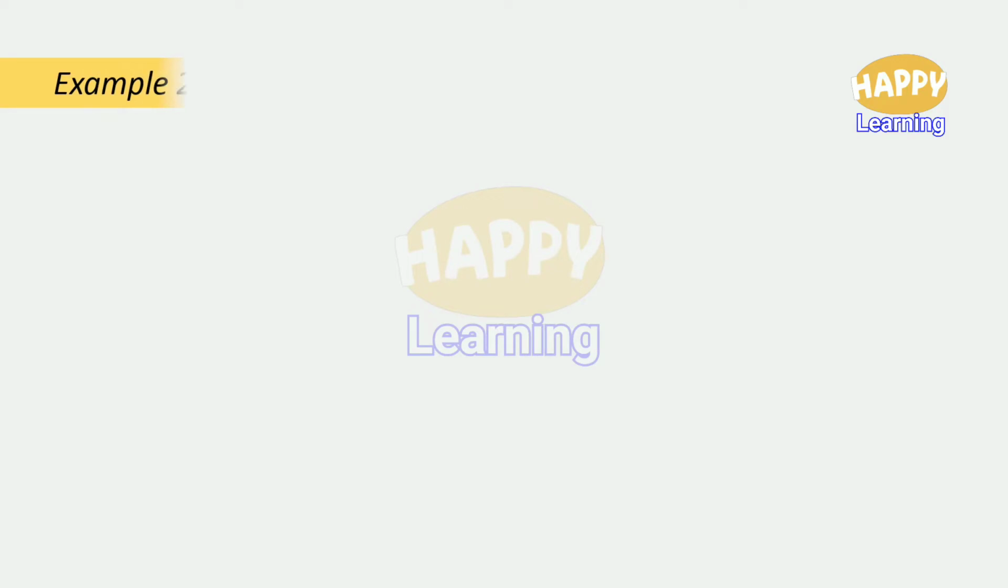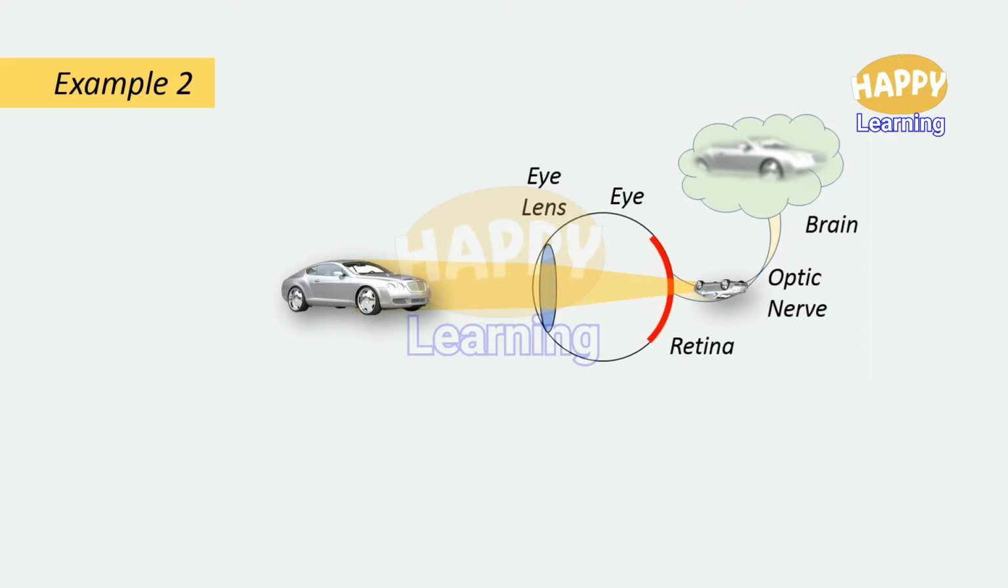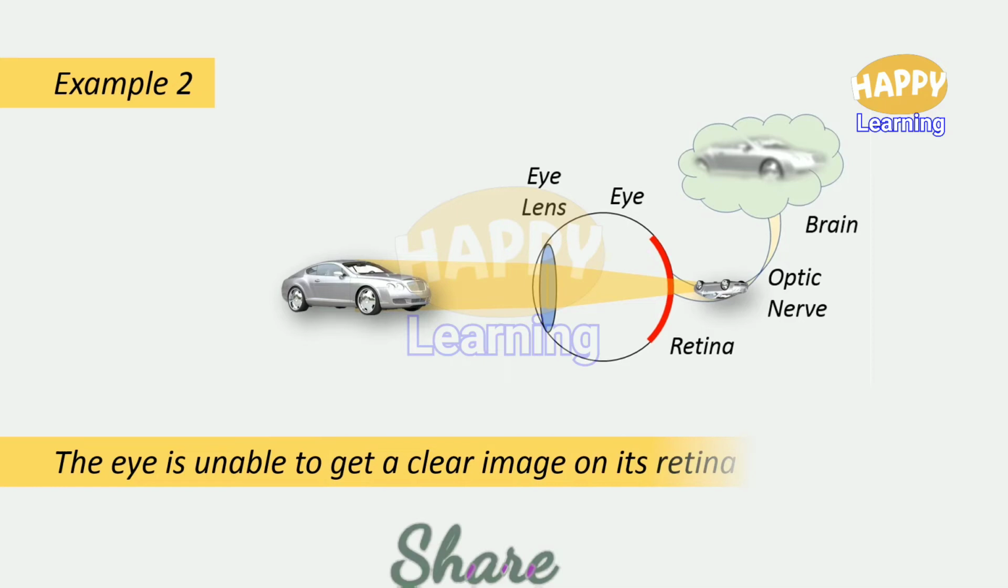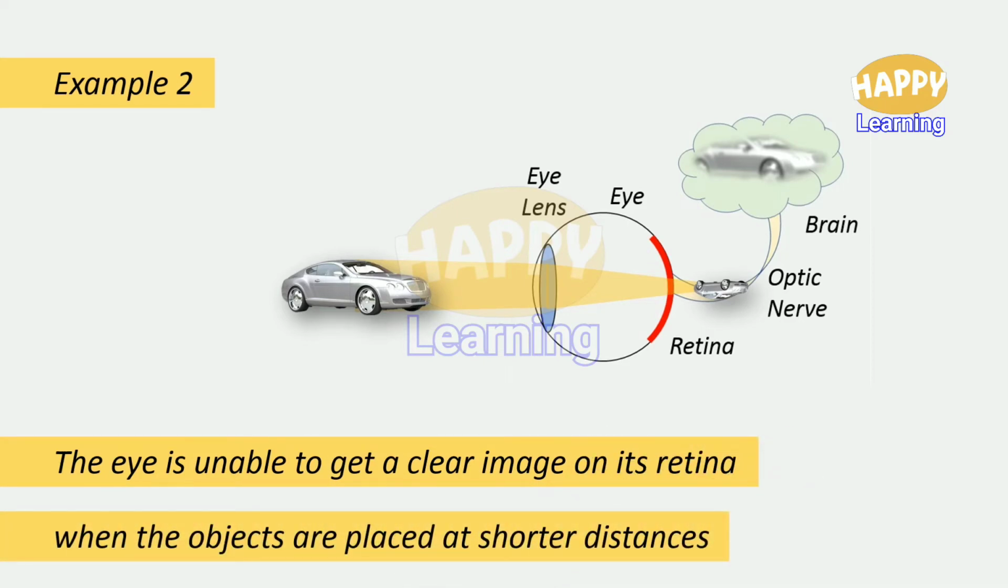Example 2. This is an eye and there is an object nearer to the eye. Rays coming from the object are passing through the eye lens and they are converged to a point behind the retina and the image read by the brain is blurred. The eye is unable to get a clear image on its retina when the objects are placed at shorter distances.